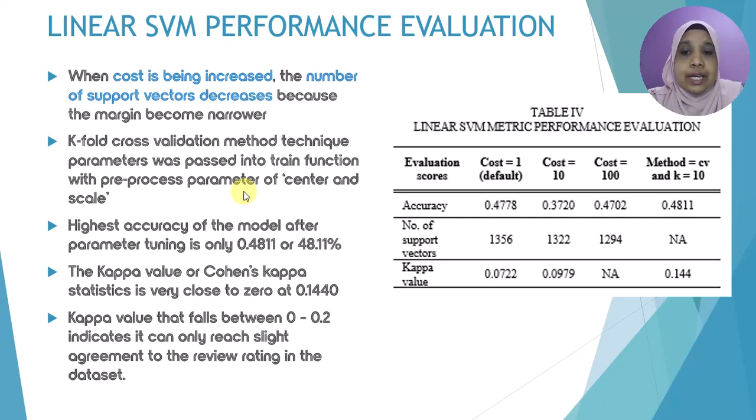By doing so, we have a table to make comparison between accuracy, number of support vectors, and kappa value. We have the highest accuracy at 48.11% by doing K-fold cross-validation, and the kappa value falls between 0 to 0.2. And this indicates that it can only reach slight agreement with the review rating in the dataset.